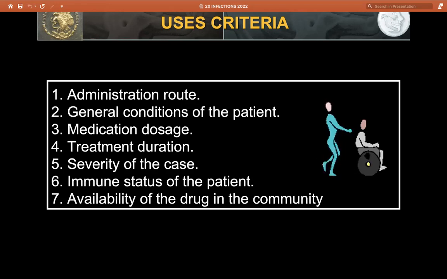We need to see the severity of the case, the aggressiveness of the bacteria, and sometimes we need to use 2 different antibiotics at the same time. That's another thing too. We need to understand the immune system of the patient, if he's fighting back or not. And of course, we need to make sure the drug we want to use is available and affordable for the patient.